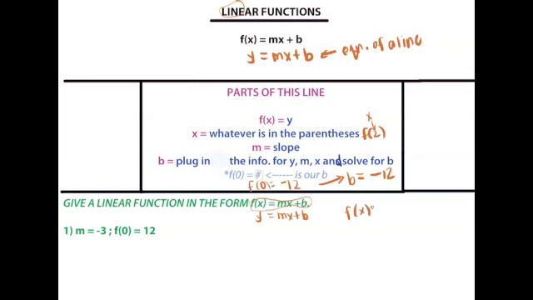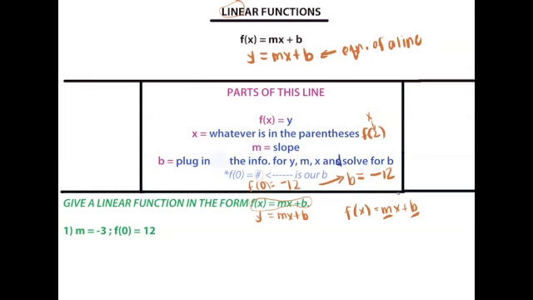The only letters that you guys were filling in for me were M and B in the final answer, okay? So the same rules apply. You're not going to be plugging in anything for f of x in your final answer. You're not going to give me anything for x in the final answer. All I want is M and B in the final answer.